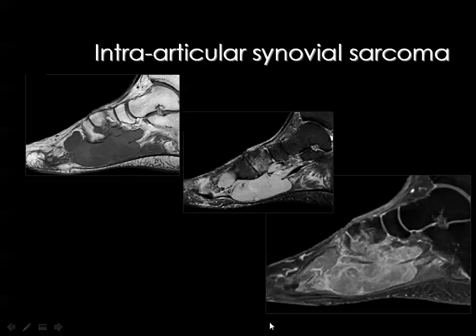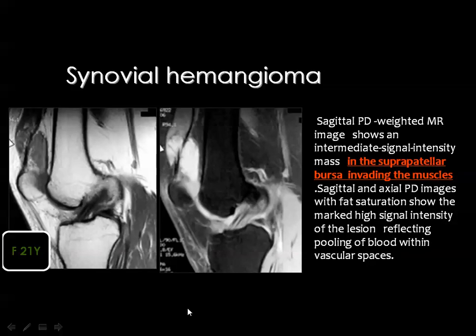And this is synovial sarcoma in the sole of the foot. You got the same appearances: low signal in the T1, high signal in the T2, and heterogeneous post-contrast enhancement in fat-suppressed T1 post-contrast images. Of course, you know that you will get the diagnosis after biopsy in most of the cases. And synovial hemangioma can also occur as an intra-articular pathology.